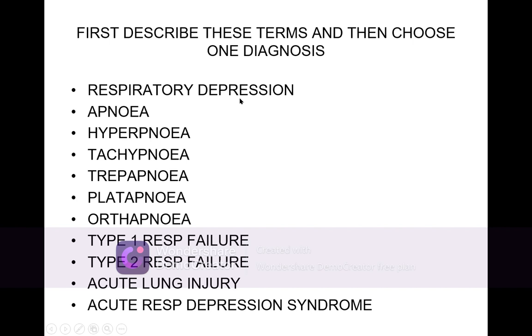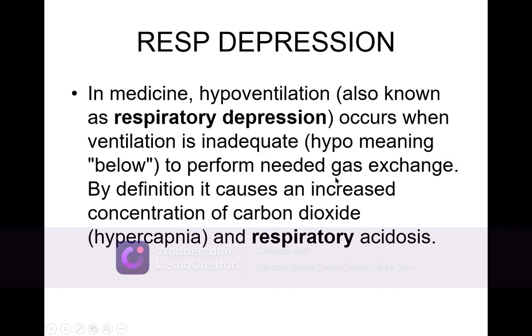Respiratory depression, apnea, hyperpnea, tachypnea, platypnea, orthopnea, type 1 respiratory failure, type 2 respiratory failure, acute lung injury, ALI, and acute respiratory distress syndrome, ARDS. These are the terminologies which we are using here in most of our cases with acute breathlessness or mounting breathlessness, whatever it is. These terminologies should be cleared.